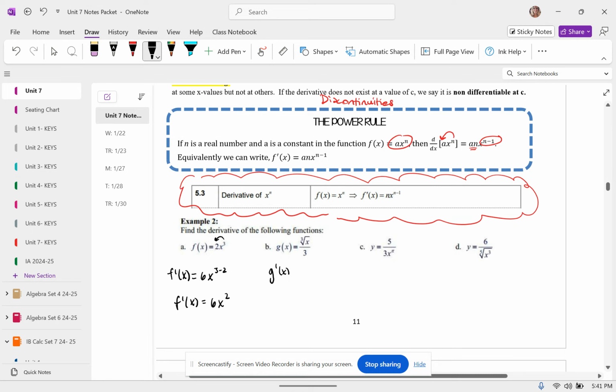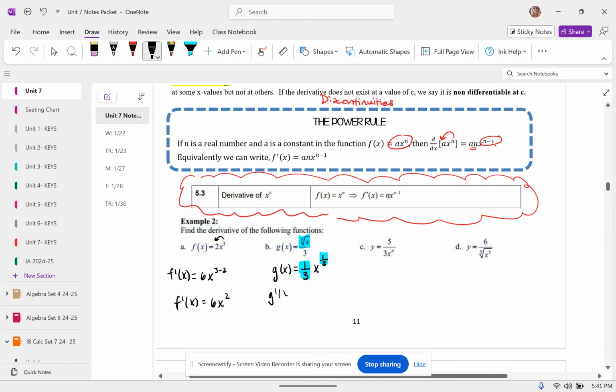G prime of x. This one's a little funkier. Let's try to rewrite this so that it is just a coefficient and a singular power of x. Then I can use the power rule. So now I would have 1/3 as the coefficient out front, and then x to the 1/3 is going to be my power. So now I have just a coefficient and a power. Now I can use the power rule.